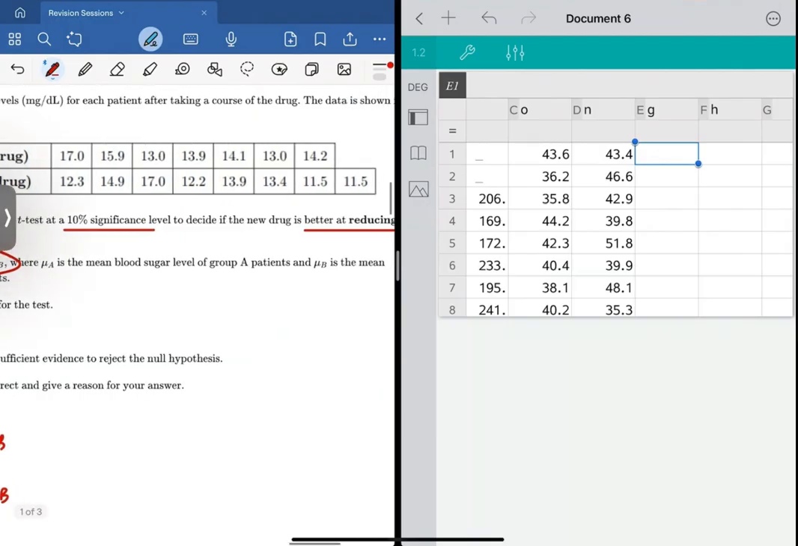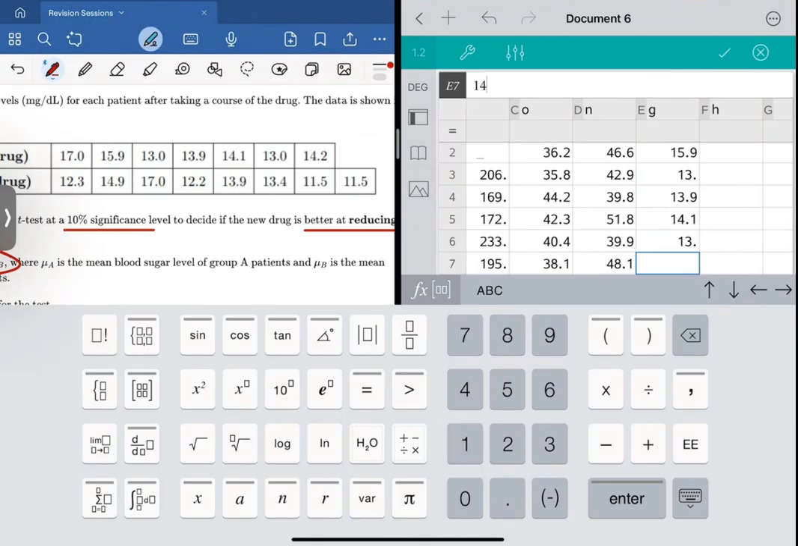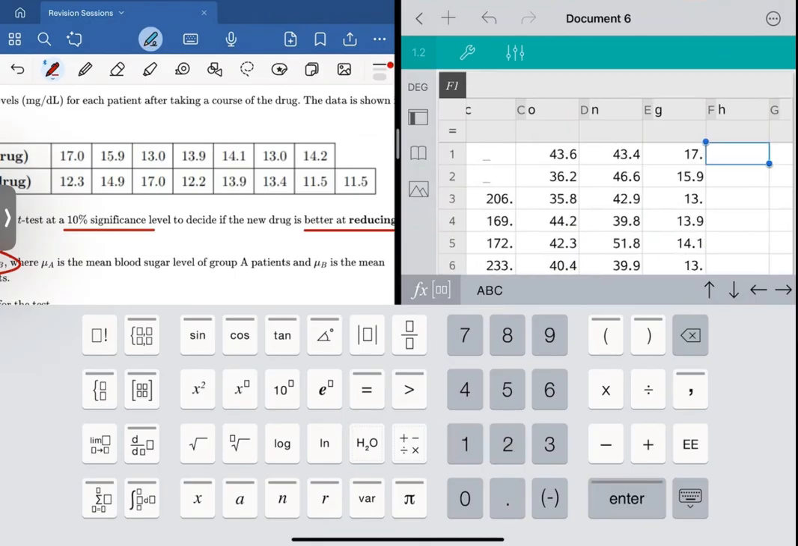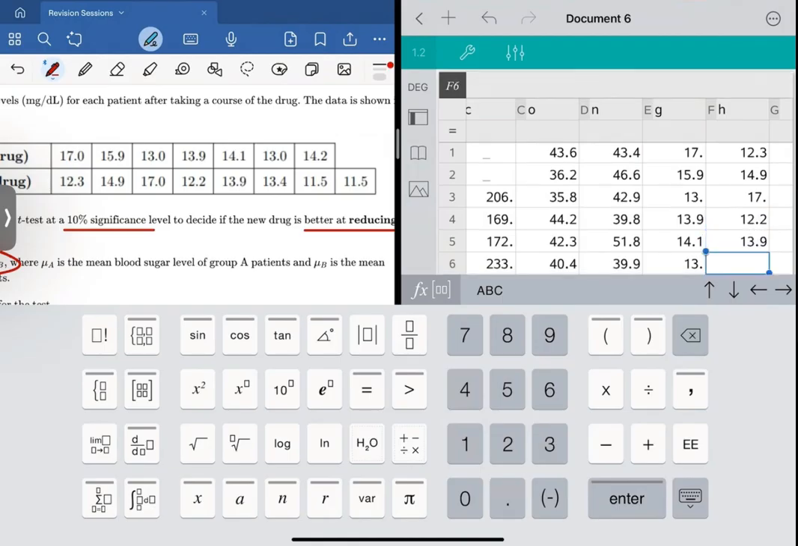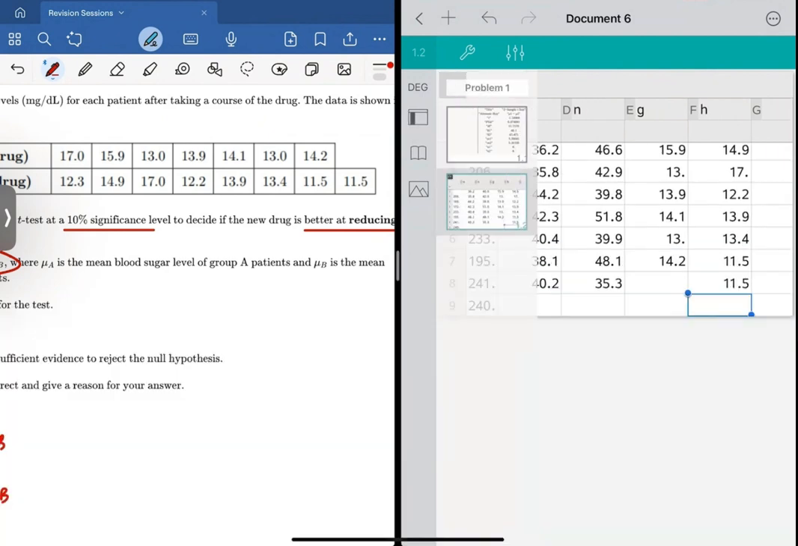Okay, let me get my data. Okay, so 17. First group, second group. Okay, let me take a quick note of my letters again. I did G and H. So back to my calculator.